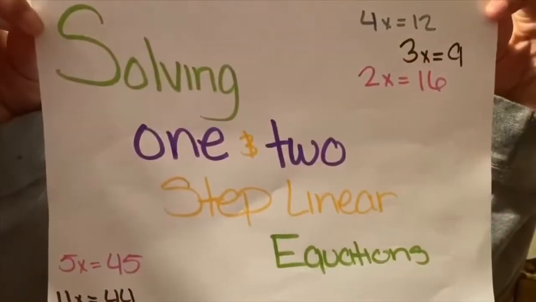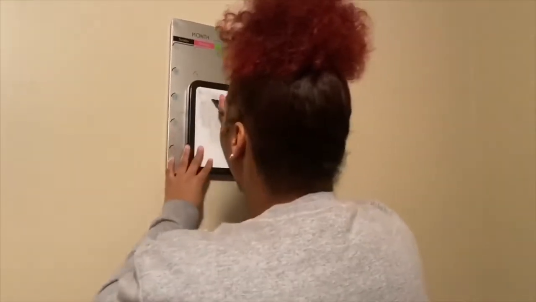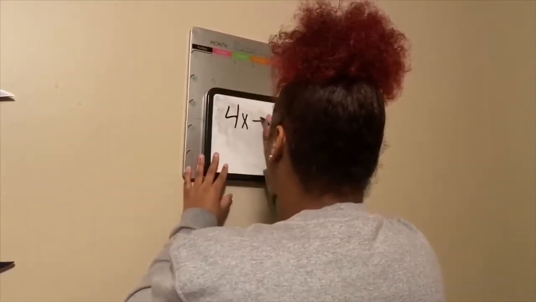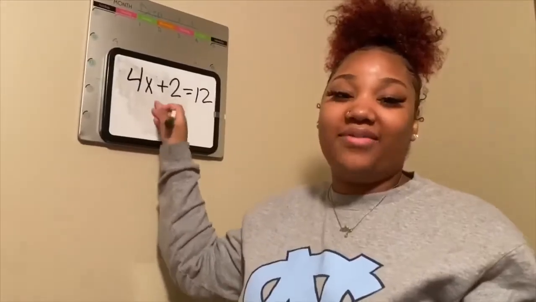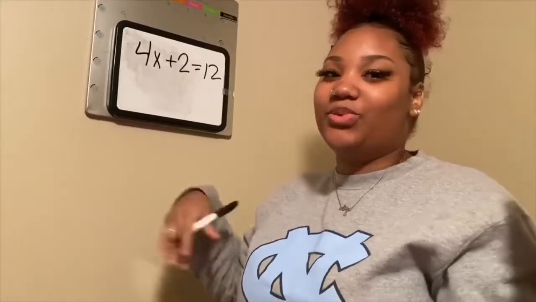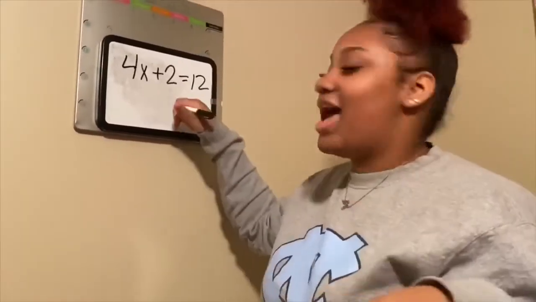So let's get straight into the video. Solving 1 and 2 step equations. This is so easy. Let's say we have the equation 4x plus 2 equals 12. Before you get to dividing the number with the variable, like how you do with the 1-step equation, you have to add a step to it.